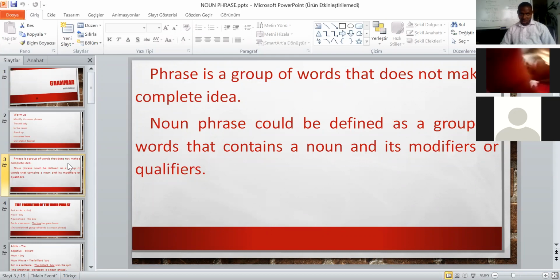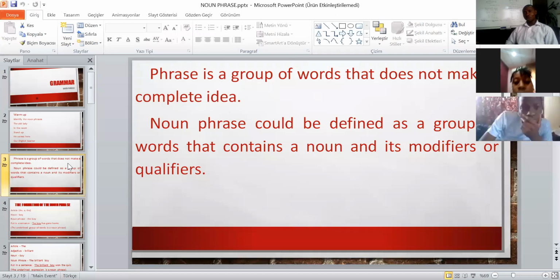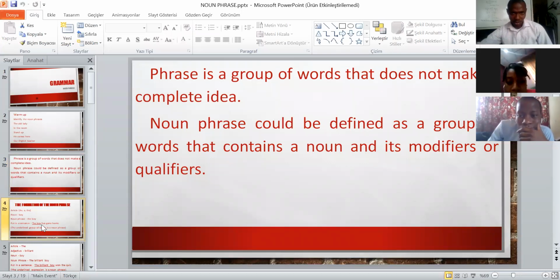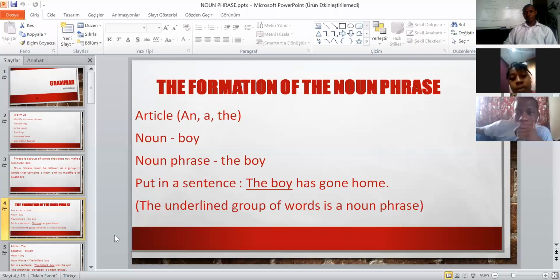Phrase, as we can see here, is a group of words that does not make a complete idea. A noun phrase could be defined as a group of words that contains a noun and its modifiers or qualifiers. When we say modifiers or qualifiers, we're referring to some words or determiners that come before the noun, which will automatically give us a noun phrase. Now, let's check the formation of noun phrase, how noun phrase can be formed.